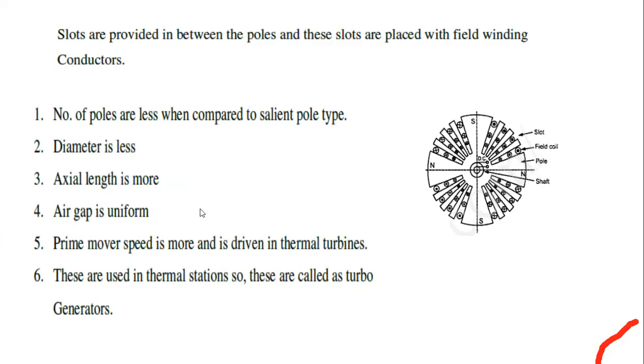In this case the air gap is uniform. The prime mover speed is high and it is driven by thermal turbines. Therefore these are used in thermal stations, so they are called turbo generators.